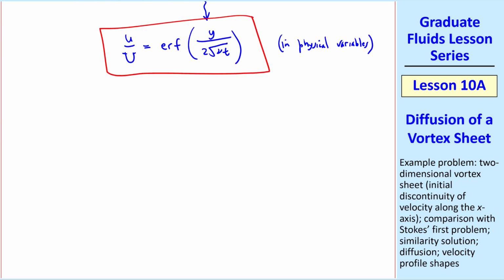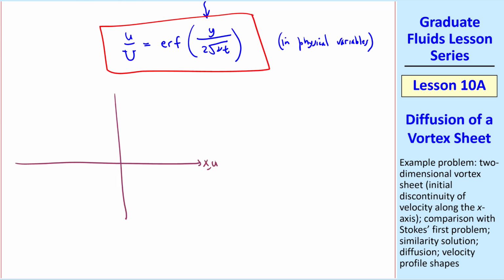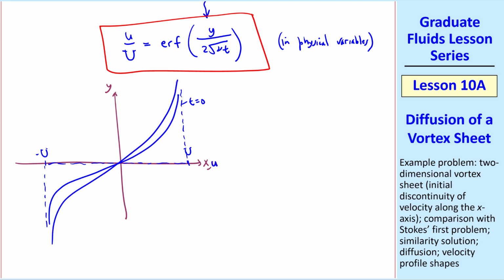What does it look like? Well, we can plot u velocity as a function of y with negative capital U and positive capital U on our u-axis. At t equals 0, the velocity profile has a singularity, but at some finite time, the profile will look something like that, and at some later time, something like that, where time is increasing as vorticity and momentum diffuse into the upper and lower flow fields. But because this is a similarity solution, this equation holds for all time and all y.